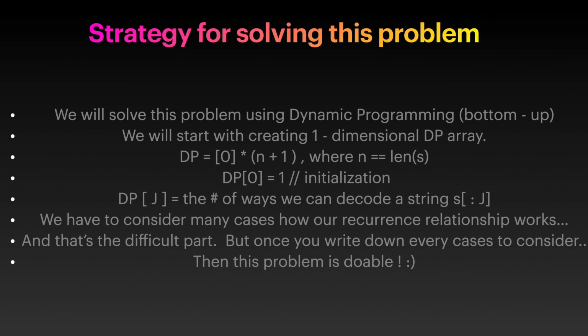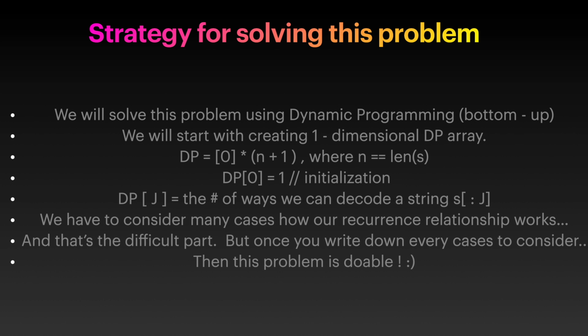So the strategy for solving this kind of problem is that we will be using dynamic programming, and I'll be using bottom up. Bottom up is much simpler to explain and easier for other people to understand. We will be creating a one-dimensional DP array because we only have to consider one state when we are moving from one transition to the next. But that doesn't make this problem easy. This problem is hard because you have to consider a bunch of cases. The recurrence relationship in this problem is quite huge, but don't let that scare you.